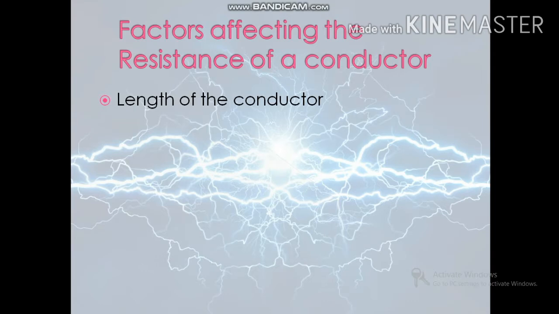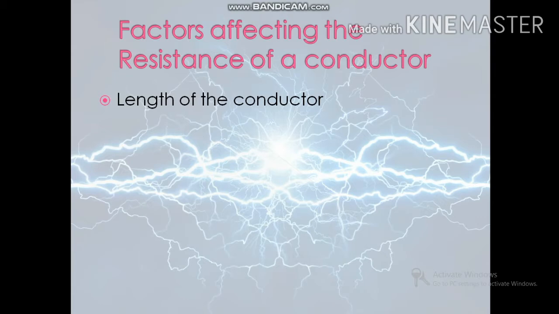It has been found by experiment that on increasing the length of a wire, its resistance increases, and on decreasing the length of the wire, its resistance decreases. So actually, the resistance of a conductor is directly proportional to its length. That means, as the length of the conductor increases, resistance also increases, and if the length decreases, then resistance also decreases.